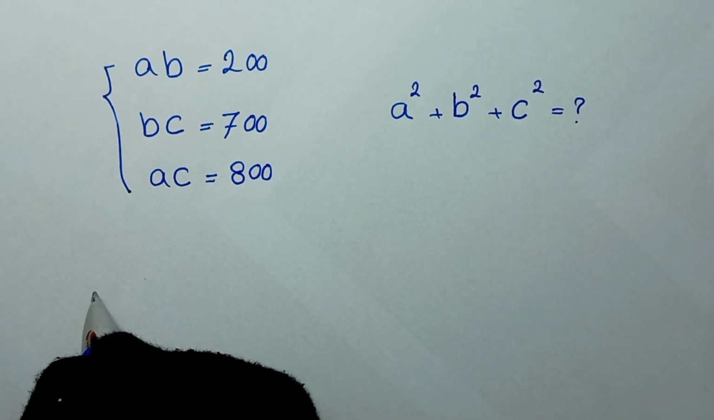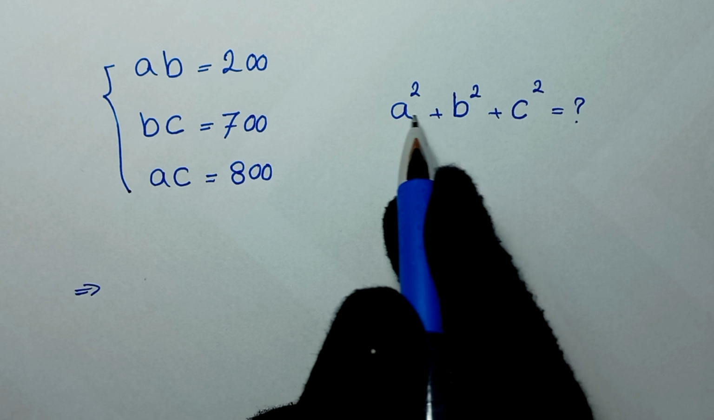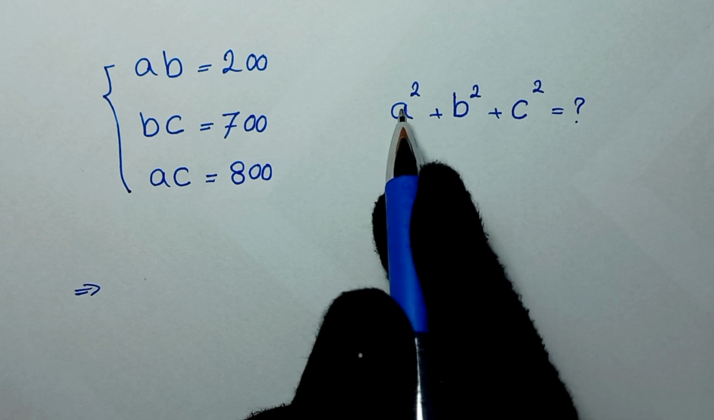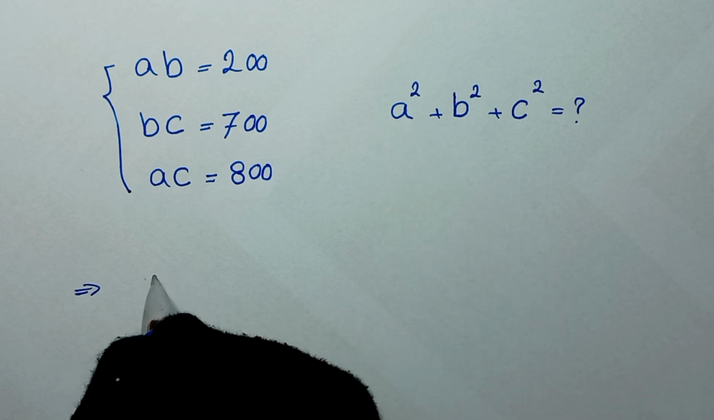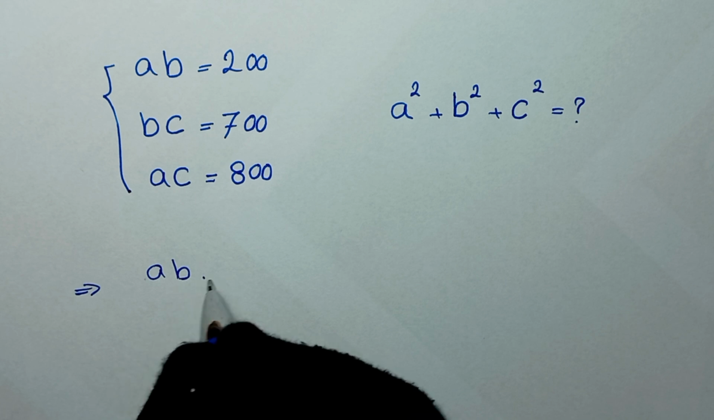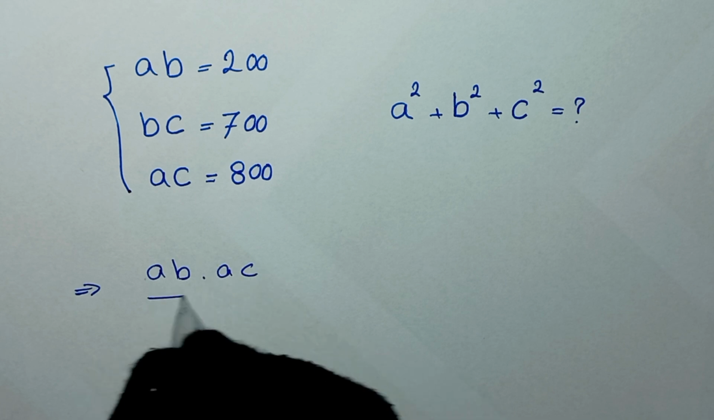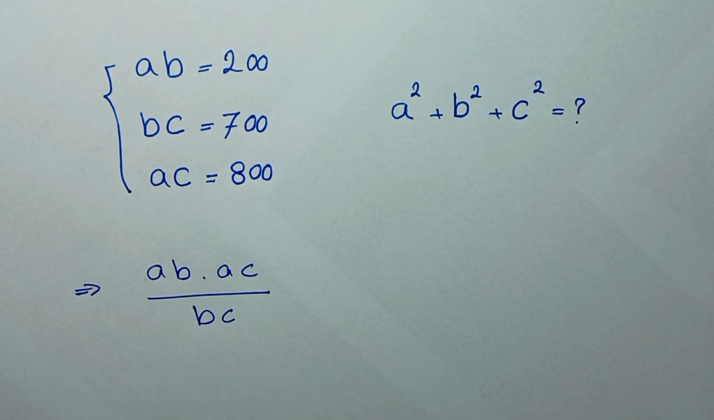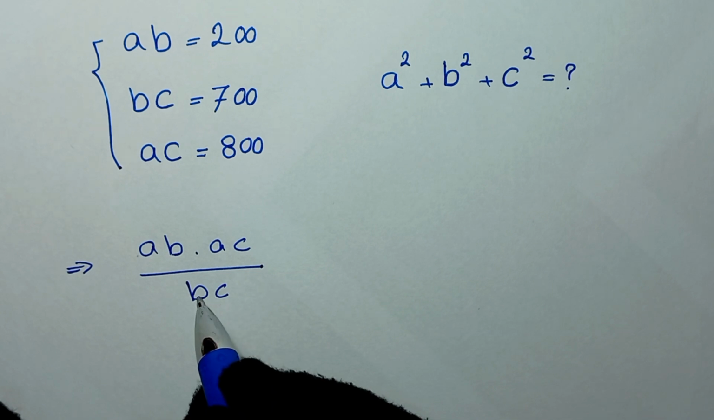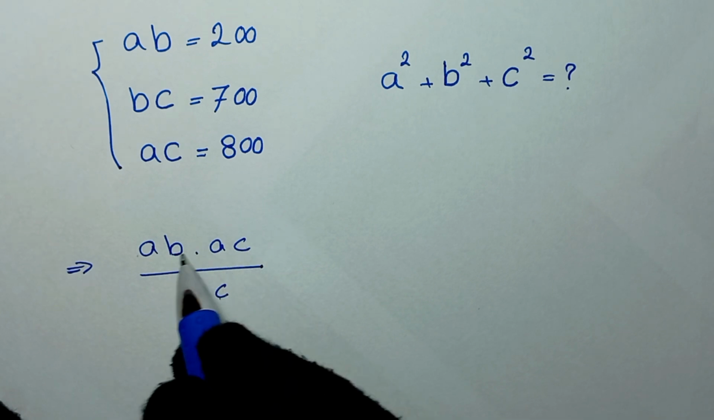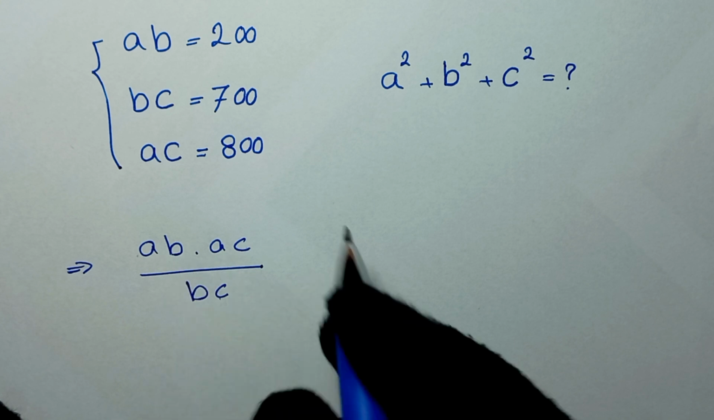In the first step, here we have A squared, and we can write A squared as AB times AC over BC, right? Here this B will cancel this B, and this C will cancel this C, and it will be A times A, which is A squared, right?